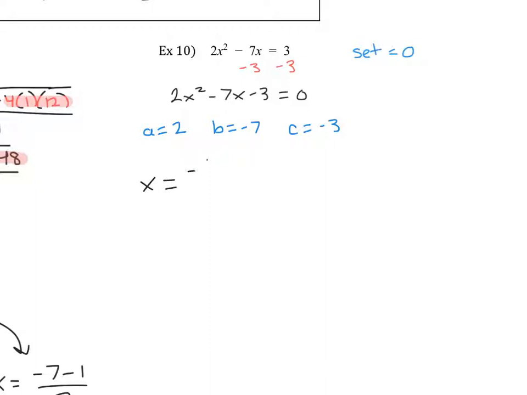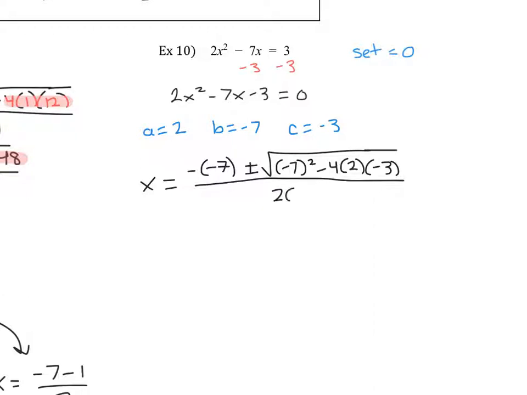So x equals negative, parentheses, negative 7, plus or minus the square root of negative 7 squared minus 4 times 2 times negative 3, all over 2 times 2. And we simplify. Here, negative times negative 7 gives us positive 7. Negative 7 times negative 7 is positive 49. Here we have negative 4 times 2, which is negative 8, times negative 3, which is positive 24. Be careful when you're multiplying two negatives. All over 4.